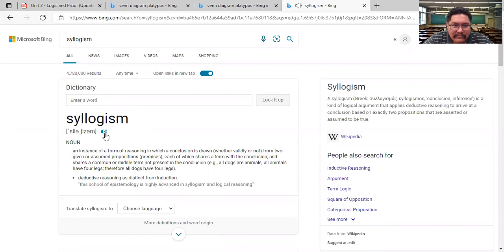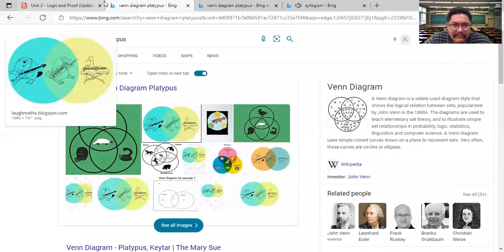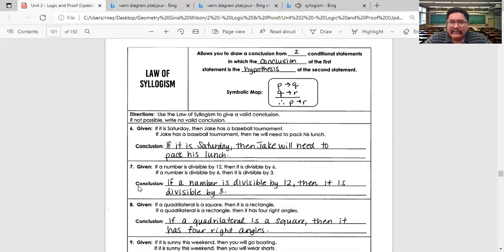Syllogism, syllogism, syllogism, syllogism. There you go. So now you know I'm saying it right or wrong.